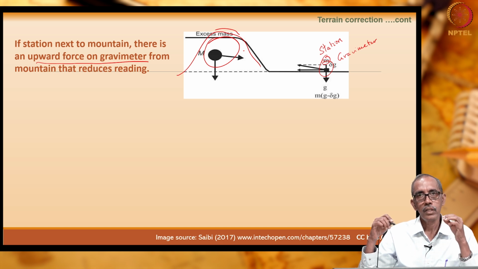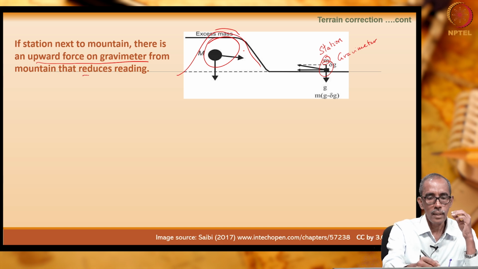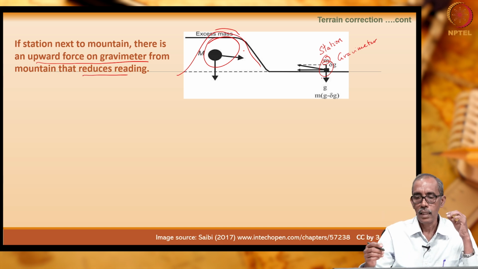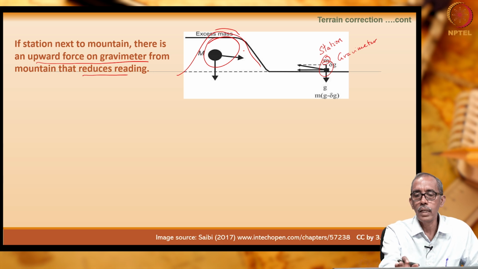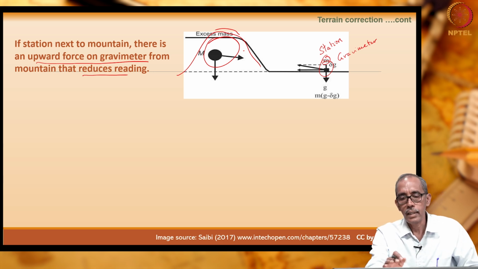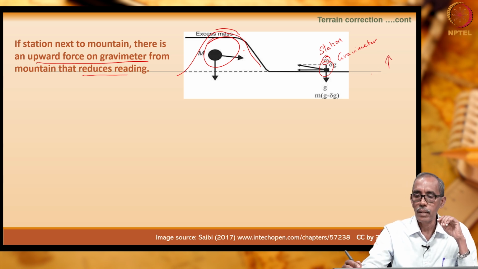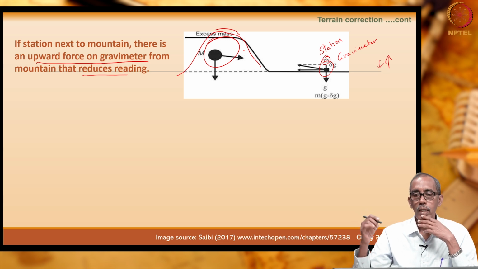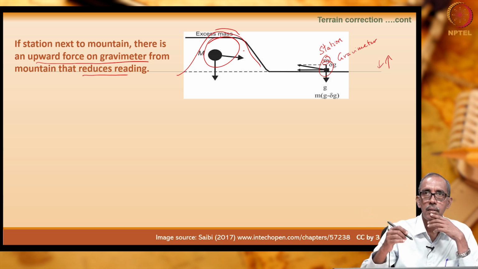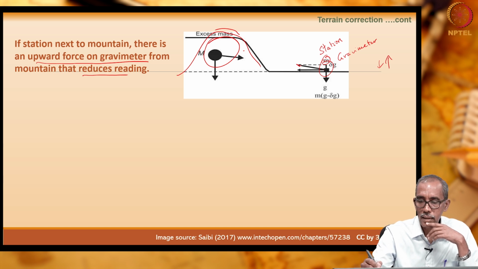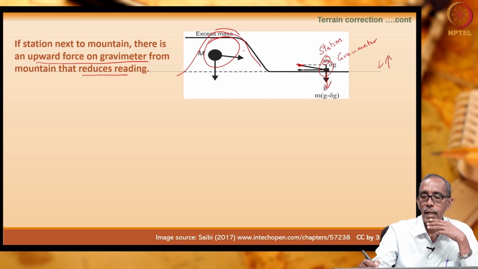What it does is eventually reduce the reading which we are measuring. Suppose there is no mountain right here, the gravity value is a little bit higher. Because of the mountain here, the gravity value is a little bit reduced. Why? Because the mountain also attracts the mass. This is the resultant direction, this is the gravitational pull, and this is the resulting force which we are measuring.